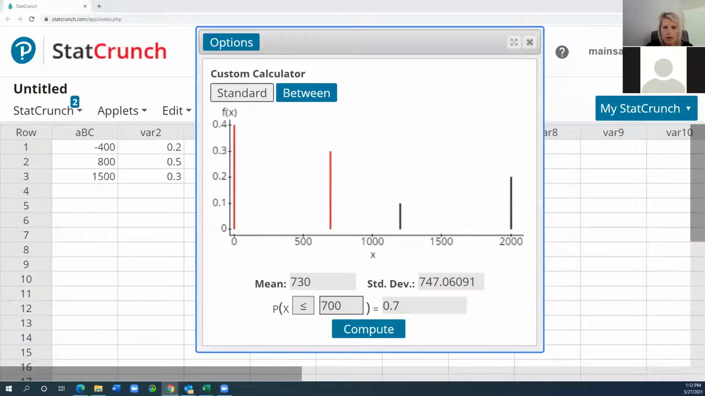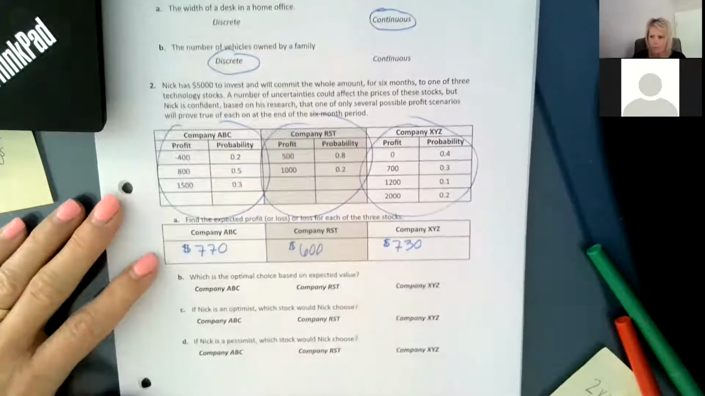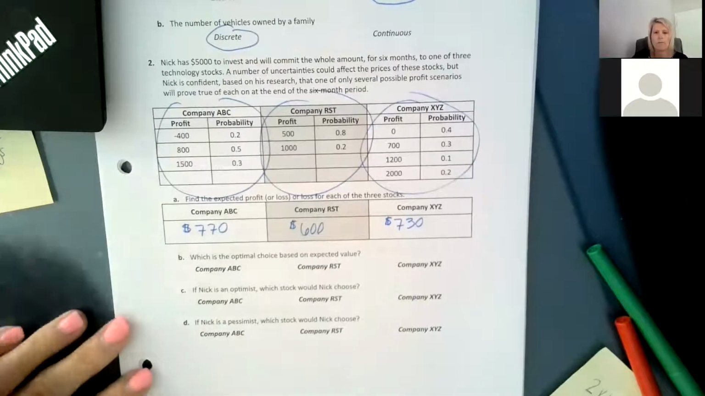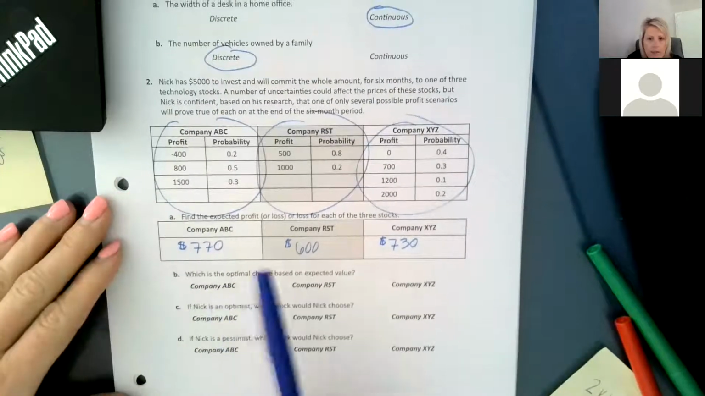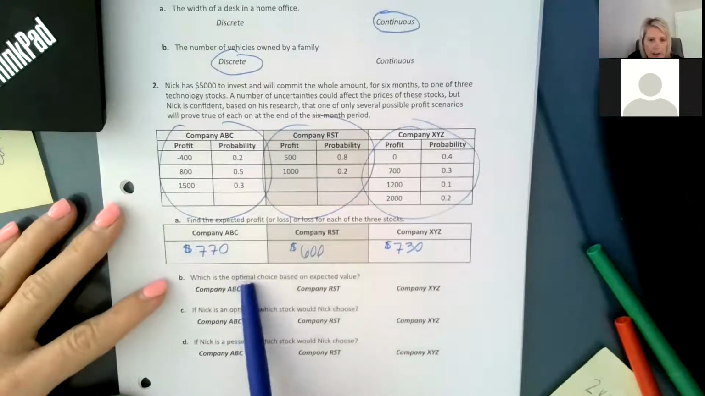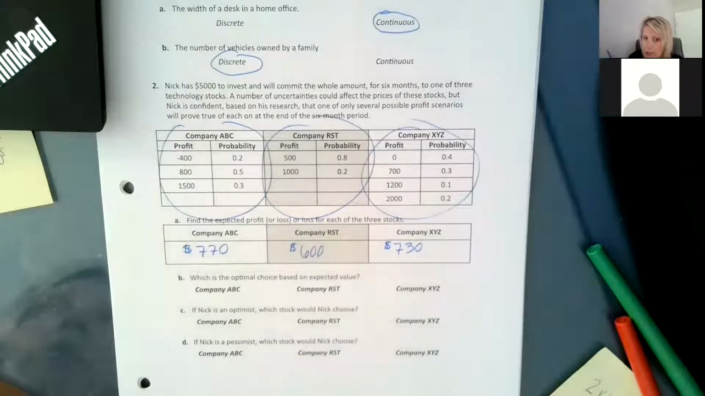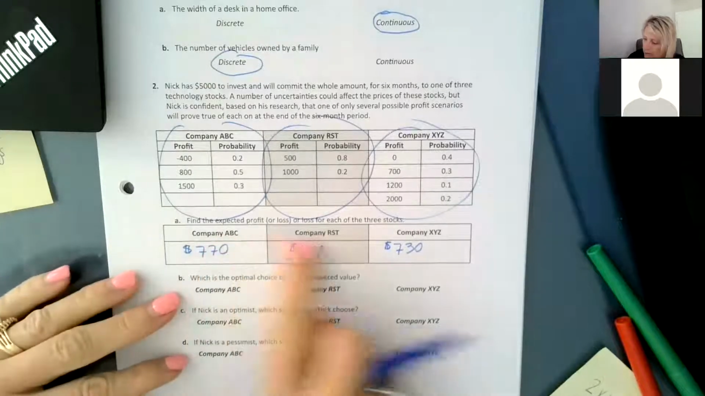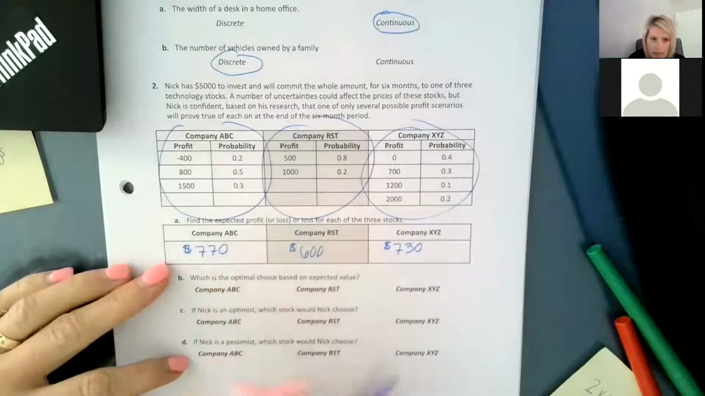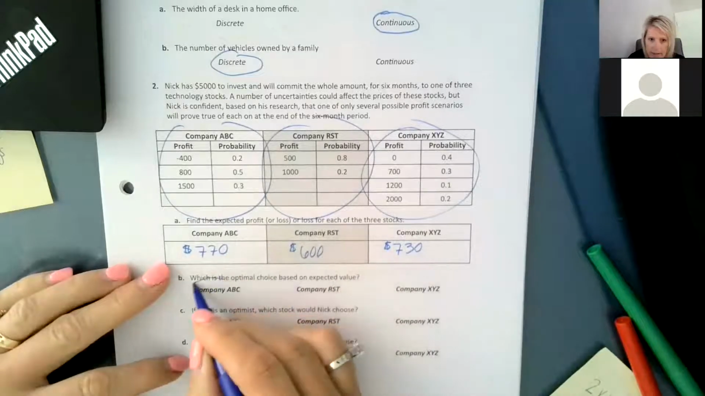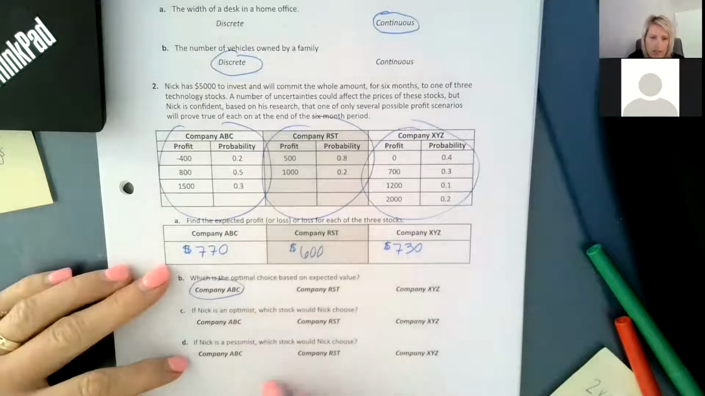Do live people have any questions? So it says, which is the optimal choice based on expected value? So the optimal choice based on the expected value would definitely be A, B, and C. They have the highest expected value.